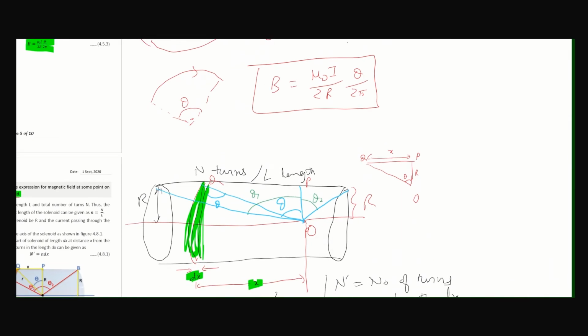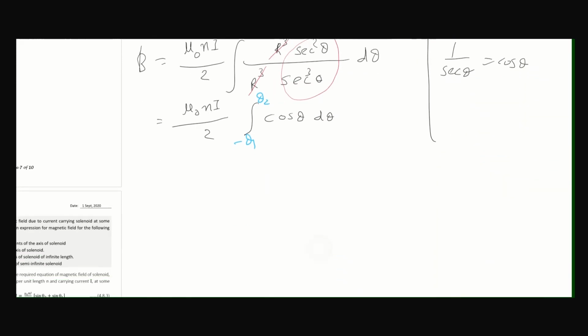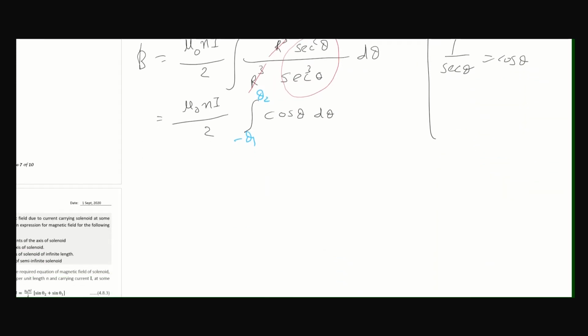What is theta 1? What is theta 2? So theta 1 is the angle subtended by one end of the solenoid, theta 2 is the angle subtended by the other end of the solenoid. And as one is anti-clockwise, the other one is clockwise, theta 1 is negative, theta 2 is positive. We had discussed this earlier. So what is the integration of cos theta? It is sine theta. So mu 0 n I by 2 sine theta with minus theta 1 to plus theta 2 limit.